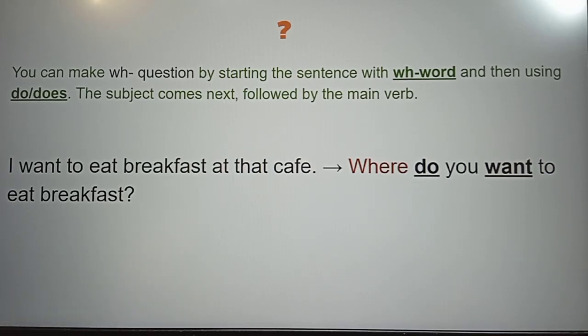You can make WH questions by starting the sentence with a WH word and then use do, does. The subject comes next, followed by the main verb. I want to eat breakfast at that cafe. Where do you want to eat breakfast?